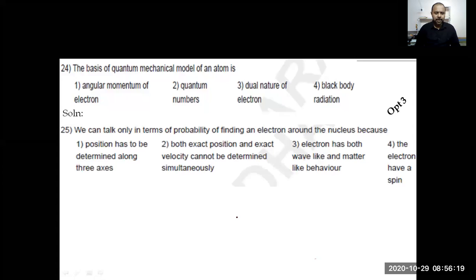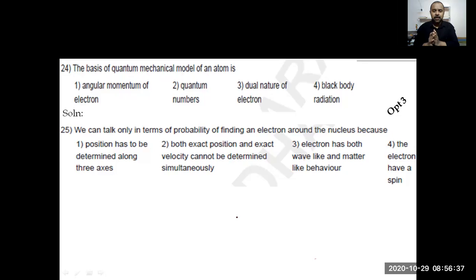Okay. 25. We can talk only in terms of probability of finding an electron around the nucleus, because we can only say in this area the electron is most probably present, but we can't confirm it. If this position it is there now, we can't say that.